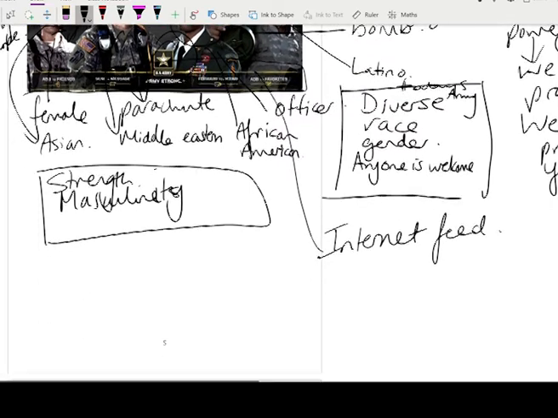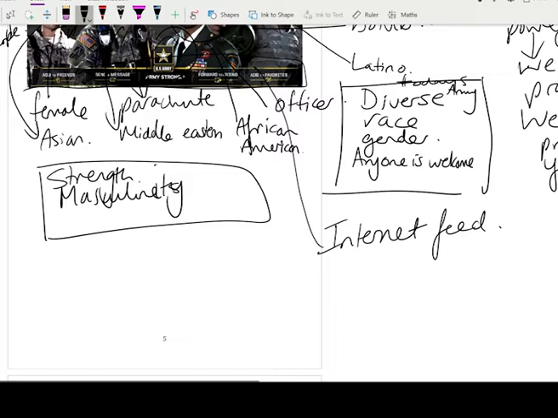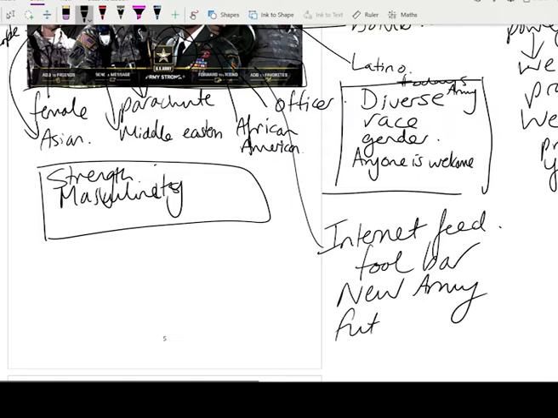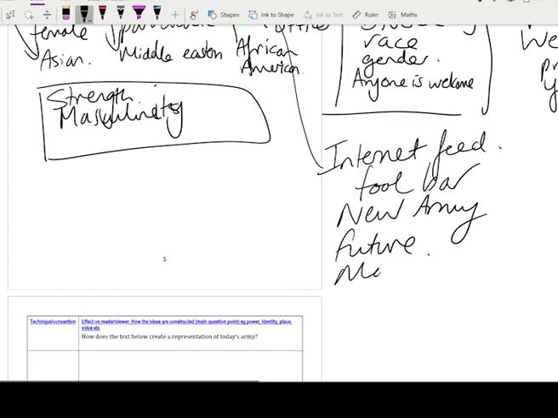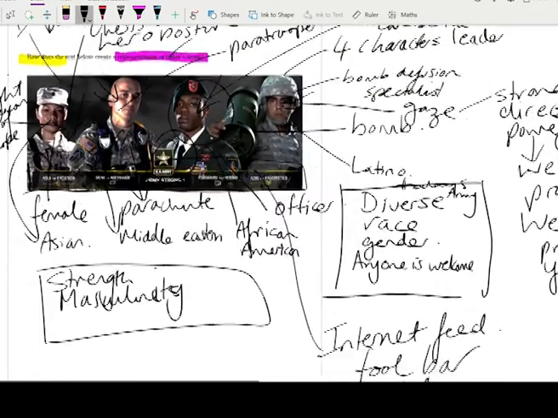So that internet feed and that sort of, what do you call it when you have the bar down the bottom, like a toolbar or whatever? That is showing as well that the new army is all into the future and things. They've done it almost like a Facebook thing, add to friend and things like that. So they're showing that they are modern as well and looking to the future. So it's trying to engage with a younger audience, people your age, in fact.